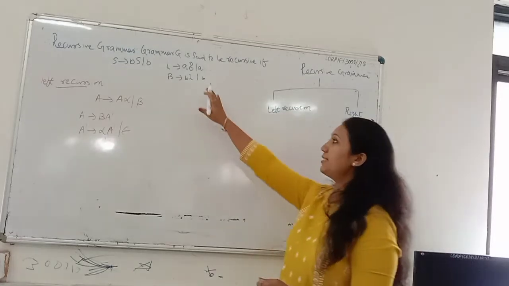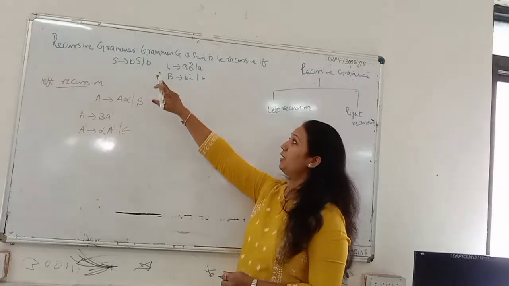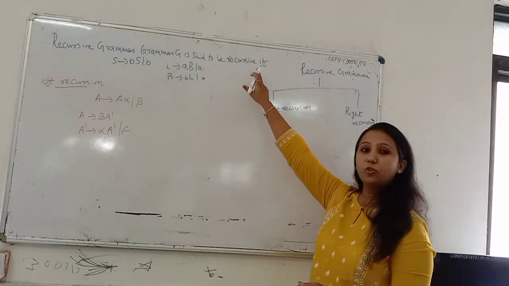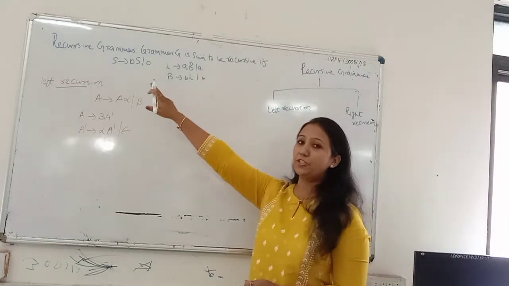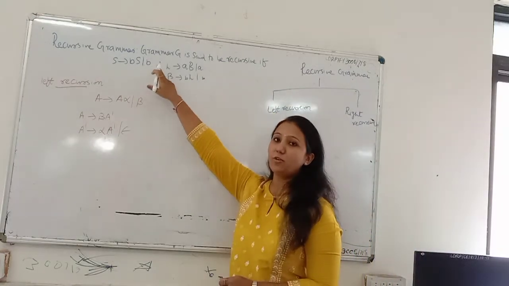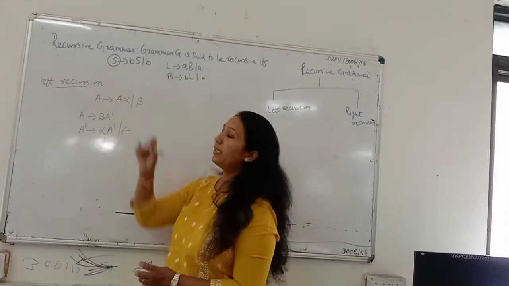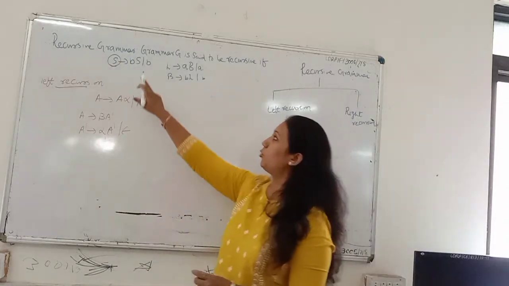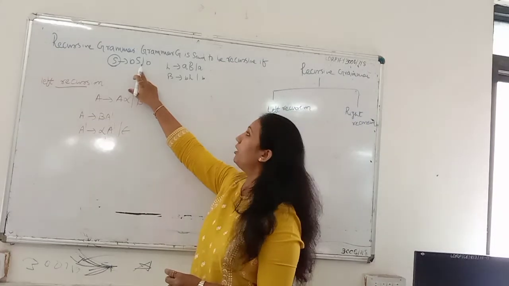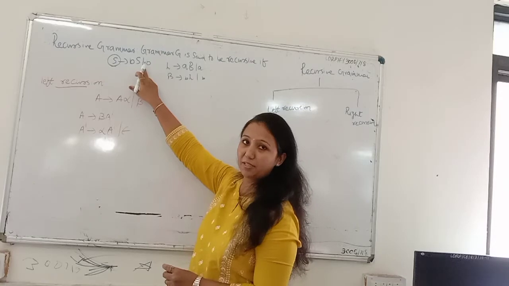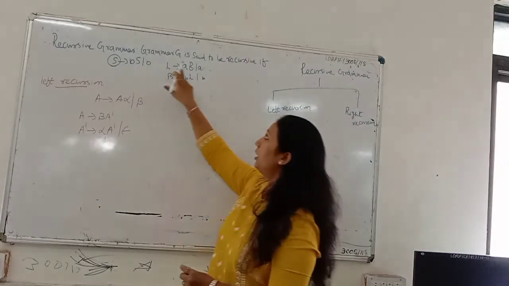Let's see the definition of a recursive grammar. A grammar G is said to be recursive if there is a production of the type S to BS or B. So if the left hand side non-terminal, that is S, is present on the right hand side, this is called recursive. Here this is called a directly recursive grammar.